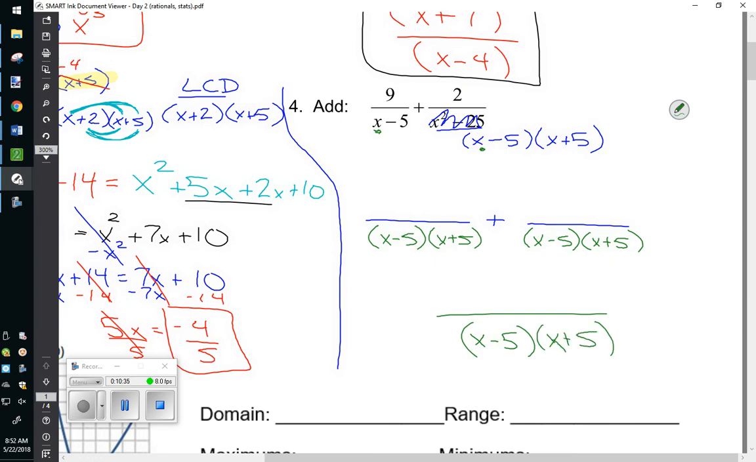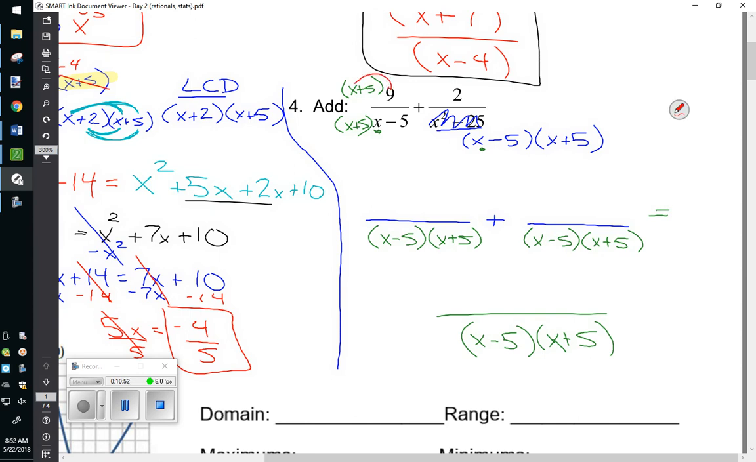In order to make that true, I need to multiply this first fraction by x plus 5 on top and bottom. Therefore, I get the things I want on bottom. Okay, I got a common denominator. I set this whole thing up. Now it's just a matter of doing it.